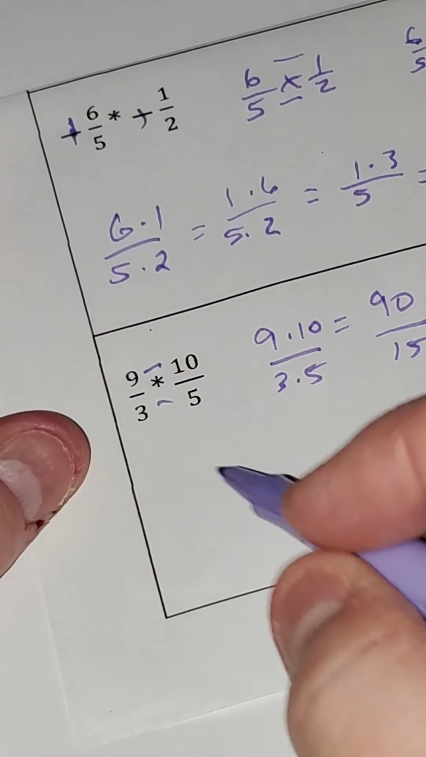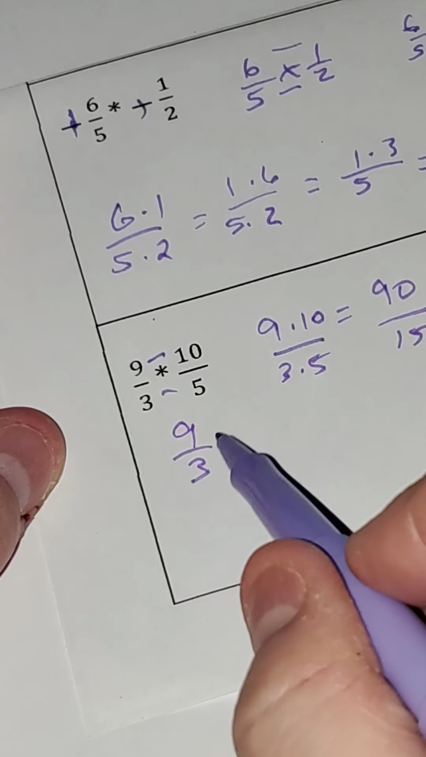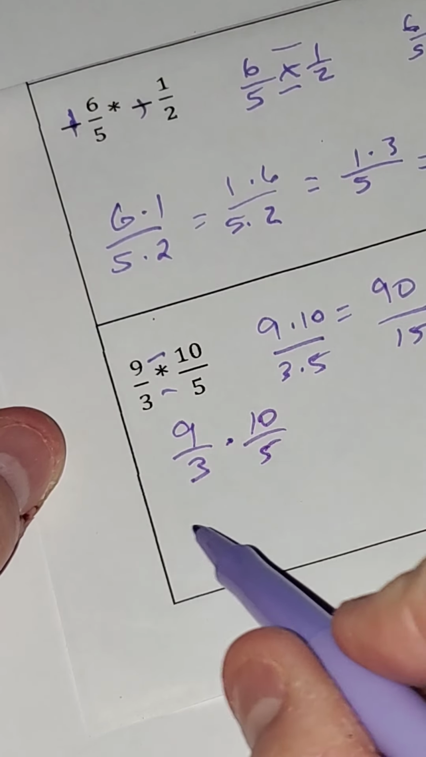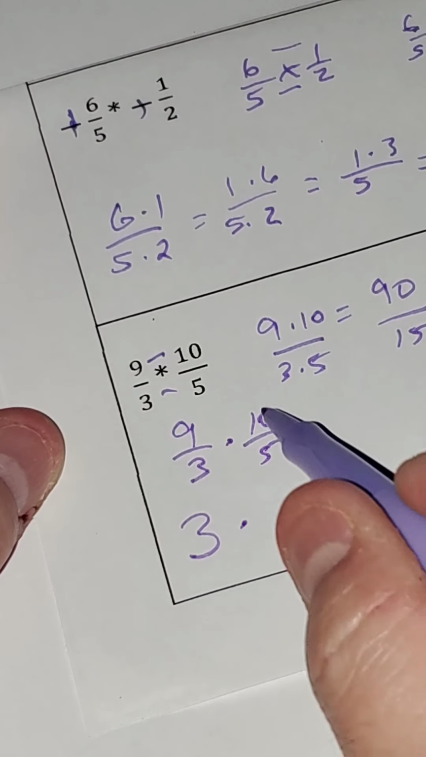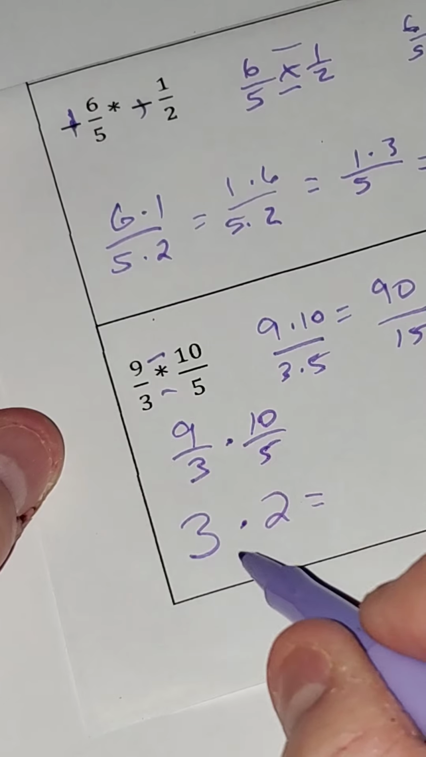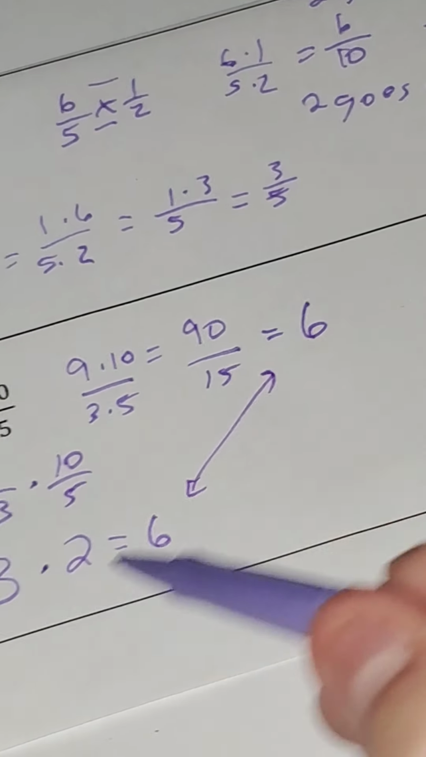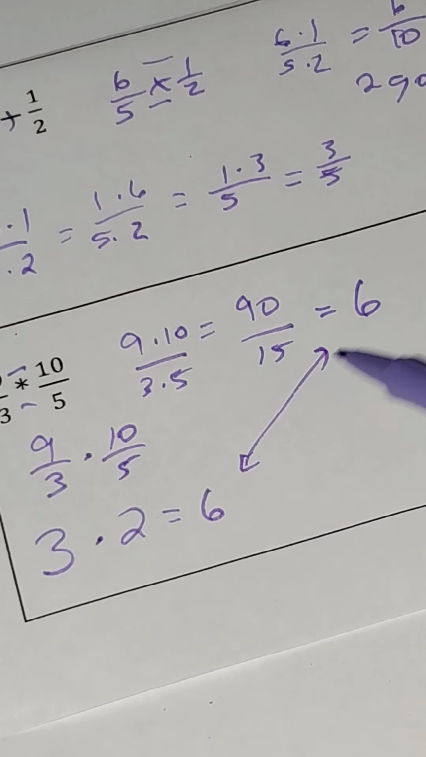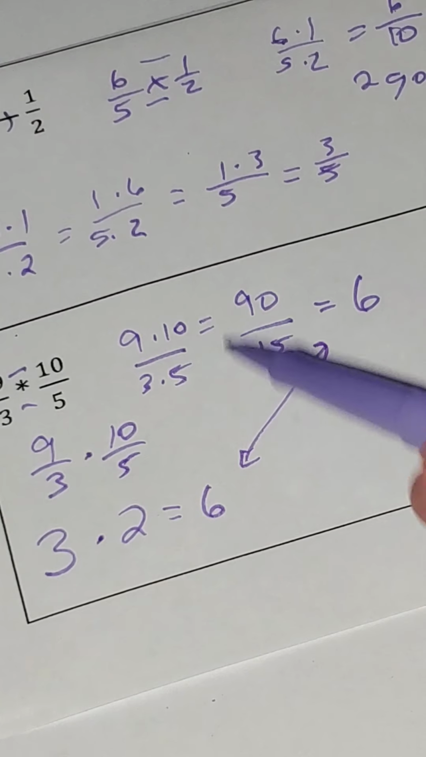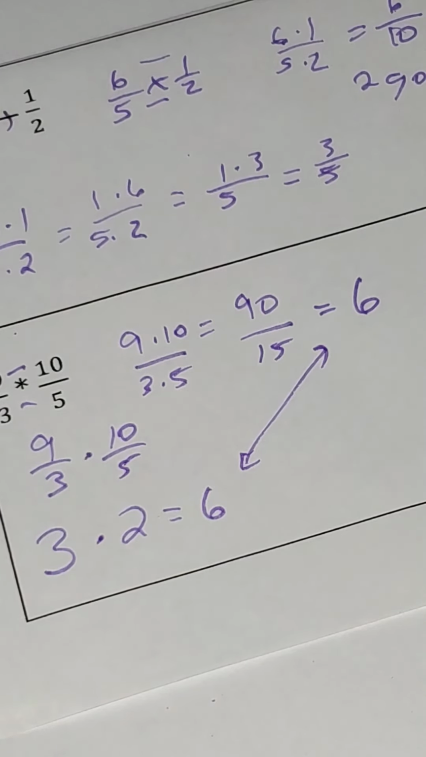Now, there's another way for us to get 6. If you'll notice here, and I know most of you will understand this, I'm starting with 9 divided by 3 times 10 divided by 5. 9 divided by 3, most of you will tell me that's 3. And 10 divided by 5, most of you will tell me that's 2, which they are. And 3 times 2 is 6. And notice, again, if we do all the reducing up front, then we get to an easier, faster answer at the end. We don't have a large fraction like 90 over 15 that we have to reduce.